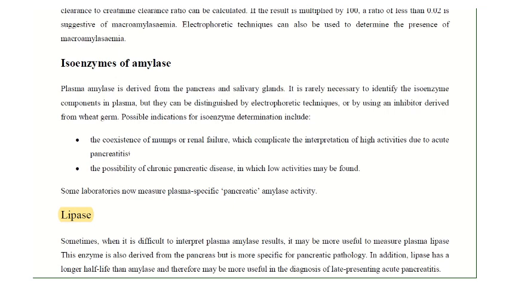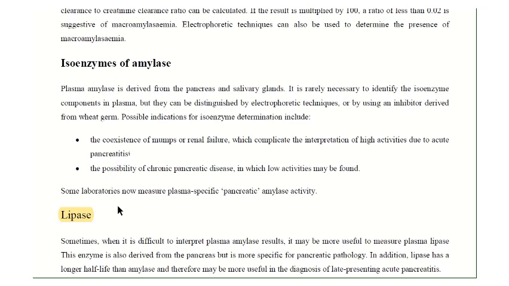Possible indications for isoenzyme determination include the coexistence of mumps or renal failure, which complicate the interpretation of high activities due to acute pancreatitis, or the possibility of chronic pancreatic disease in which low activities may be found. إذن هذني possible indications for isoenzyme determination. قلنا الحالة الأولى أنه إذا صار coexistence للmumps or renal failure اللي complicate the interpretation of high activities due to acute pancreatitis. والحالة الثانية the possibility of a chronic pancreatic disease in which low activities may be found.